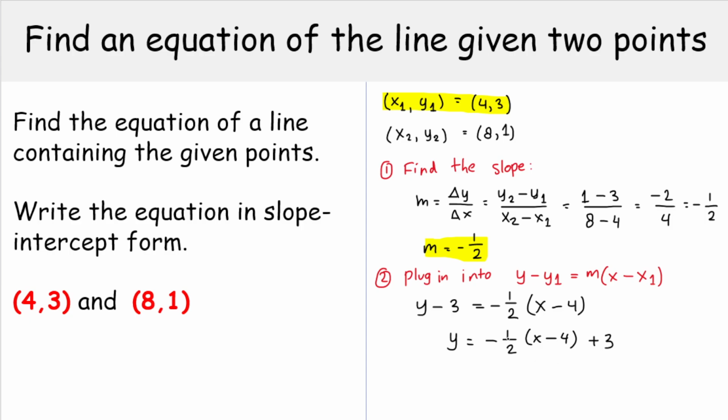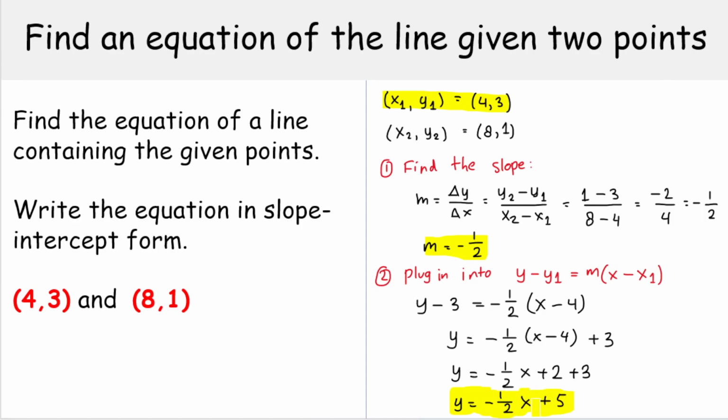Or I can distribute this minus 1/2 into the brackets like this. So we will have y is equal to minus 1/2 multiplied by x, and then minus 1/2 multiplied by minus 4, that will be plus 2, and then we will have plus 3 here. So y is equal to minus 1/2 multiplied by x, and then plus 5. And that is the final answer for this problem: y is equal to minus 1/2 x plus 5.